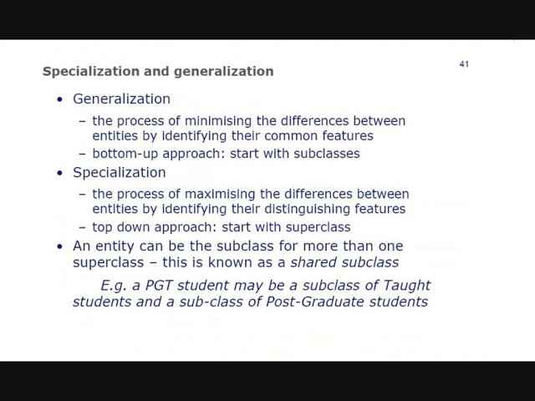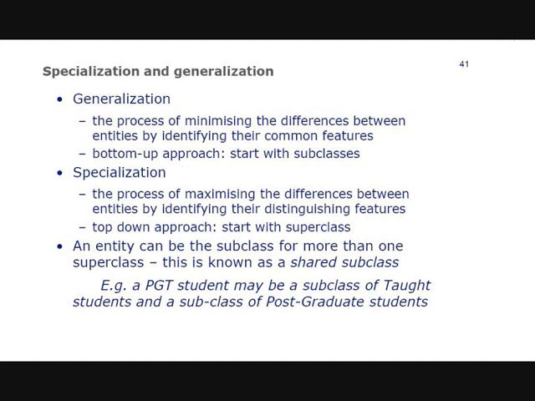So we arrived at that by a process of either generalization or specialization. They are working the opposite way but reach the same conclusion. If we think about generalization, what we're trying to do is minimize the difference between entities by identifying the common features. So I look at that and I think all of these have a common feature, which is the name, a common feature, which is the surname, a common feature, which is the address. So all of that is the generalization.